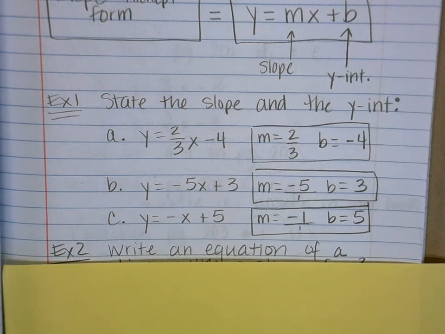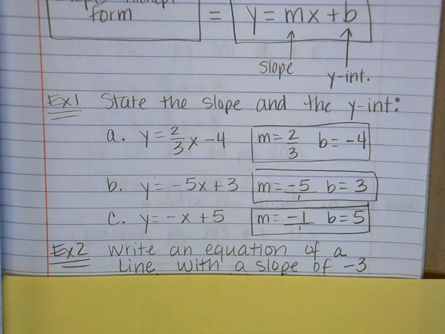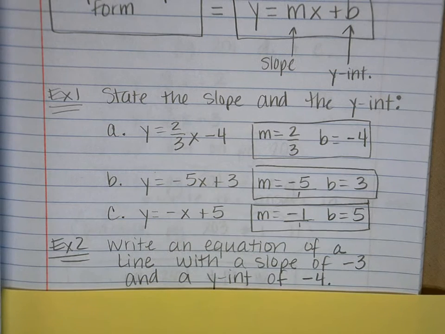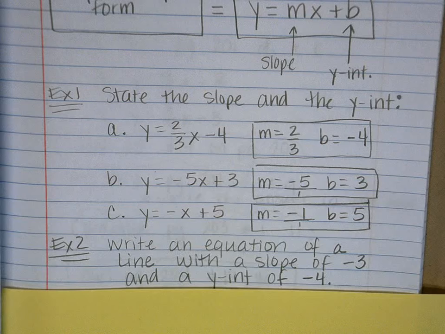Example 2. Write an equation of a line with a slope of negative 3 and a y-intercept of negative 4. So I want to write an equation that means y equals something, and I'm going to use the same format, the y equals mx plus b, and plug in these numbers. So you start with y equals something x plus something. The y and the x don't change, right? Those stay the same. So y equals, we have a slope of negative 3 and a y-intercept of negative 4.